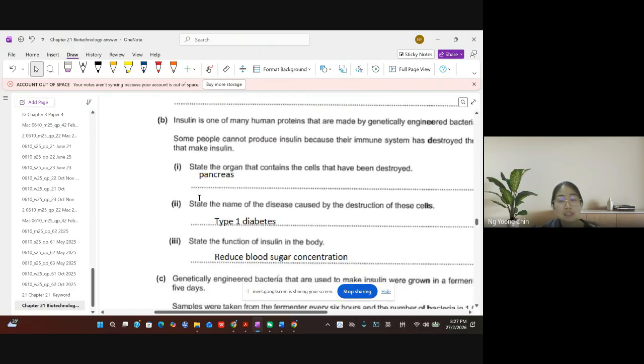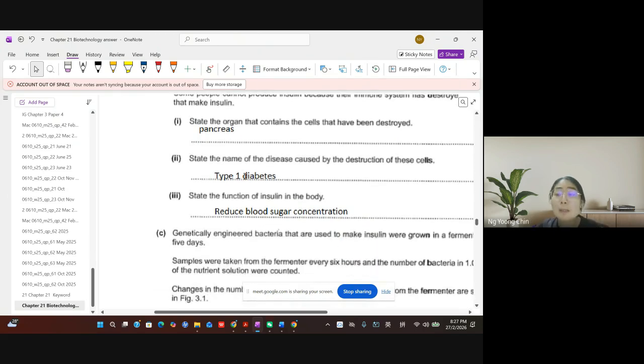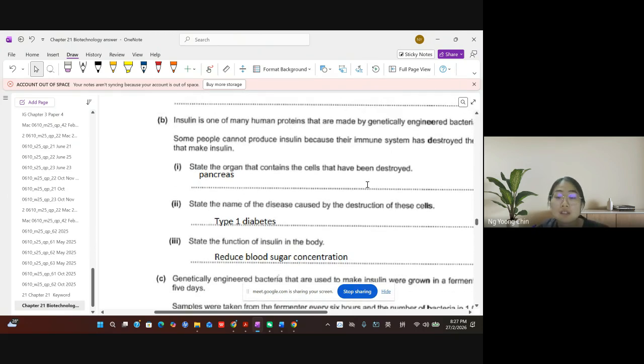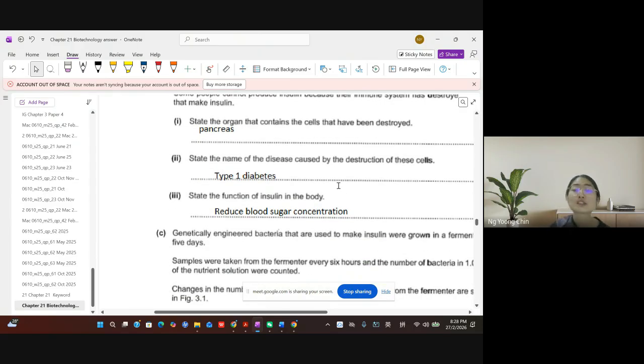Okay, and then you know that insulin, right? Insulin is a kind of hormone, so it will be produced by the pancreas. So what happens if the pancreas is destroyed? You have type 1 diabetes. So you have about 2 types of diabetes, right? Type 1, type 2. Type 1 will be more severe, because in type 1 they will have the destruction of the pancreas cell.